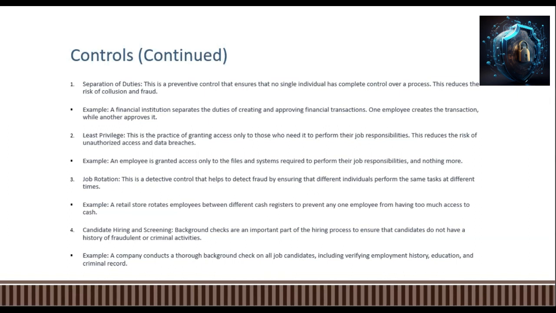Candidate hiring and screening. Background checks are an important part of the hiring process to ensure that candidates don't have any history of fraudulent or criminal activities. Example, a company conducts a thorough background check of all job candidates, including verifying employment history, education, and criminal records.